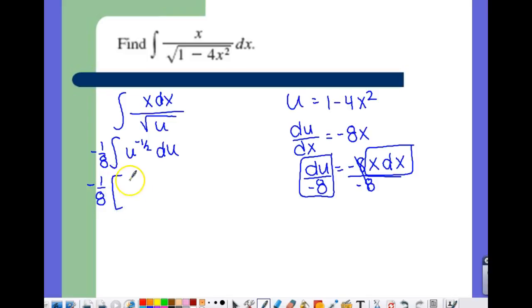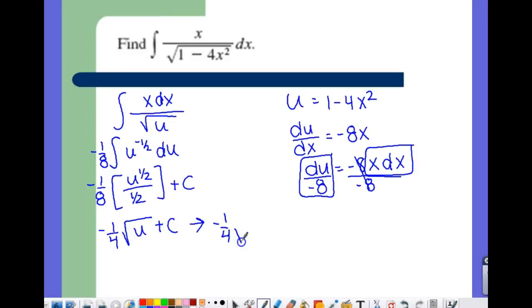So I add 1 back, divide by my new exponent. Let's see. Clean up the 1/8 and the 1/2, so you multiply by 2. So you get negative 2/8 or negative 1/4, the square root of u plus c. And then lastly, we're going to back substitute out the u. So you get negative 1/4, the square root of 1 minus 4x squared plus c.